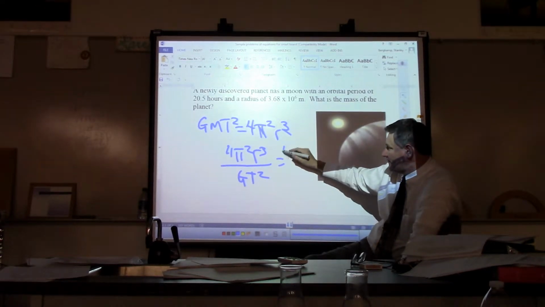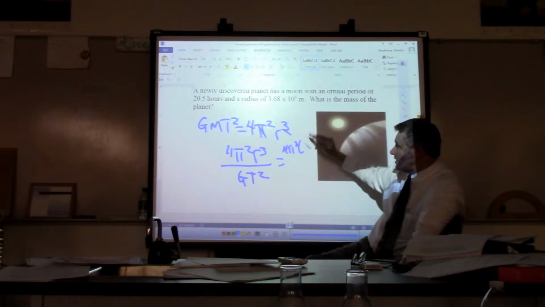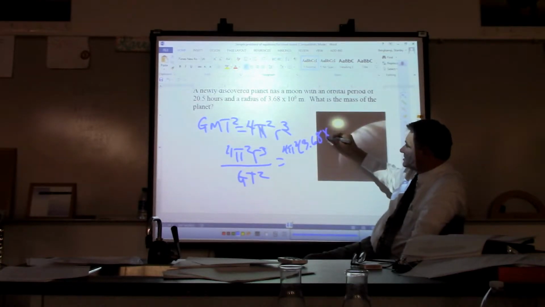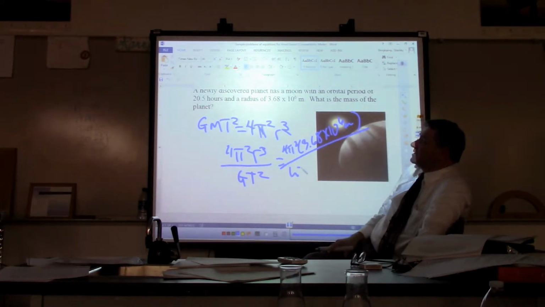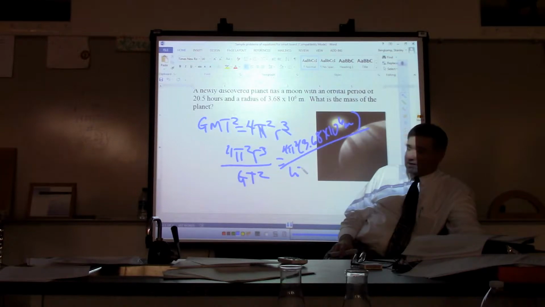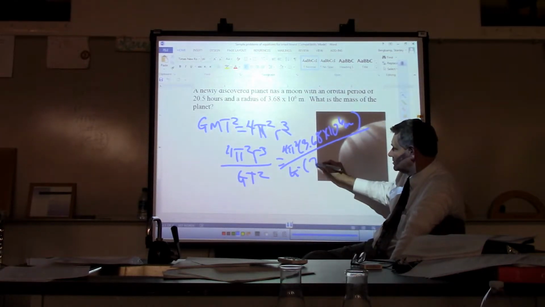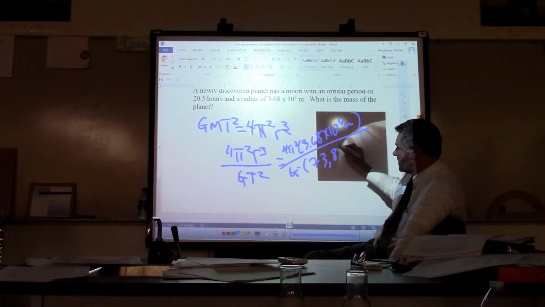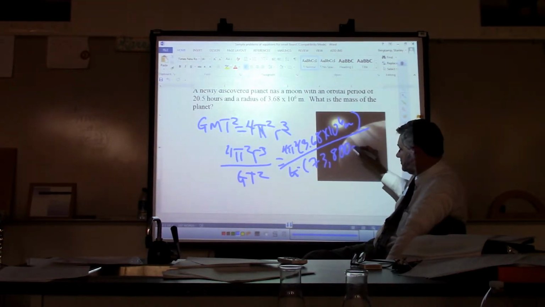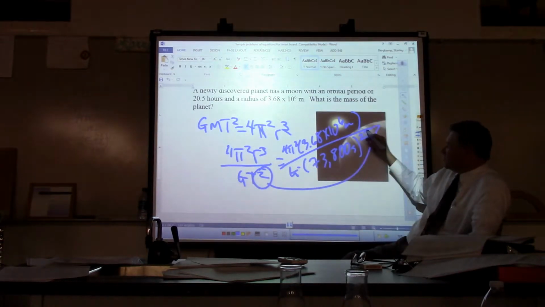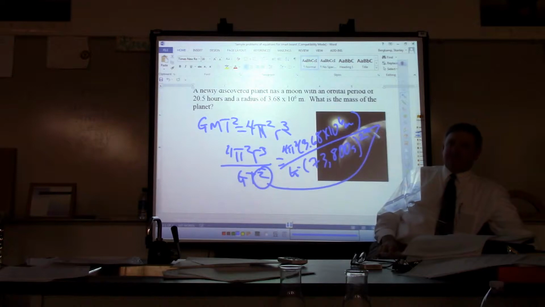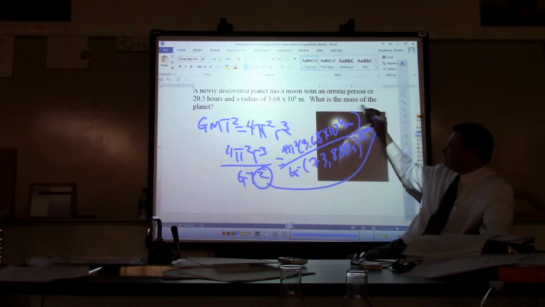So I'm going to have 4 pi squared. I don't have to do anything with the radius: 3.68 times 10 to the 6 meters. Then G. Now, somebody take 20.5 and multiply that by 3,600. 73,800, exactly. Yes. Now, here's also what you're going to forget to do. Trust me, you're going to forget to square those seconds. You know what else you're going to forget to do? Cube the radius, because you forgot to even put it there.